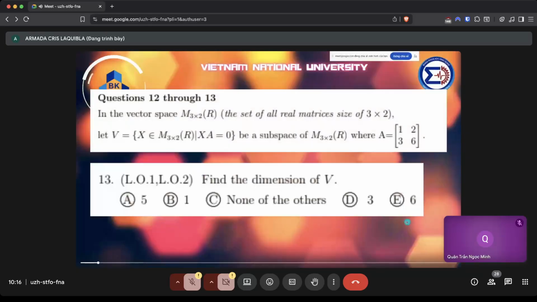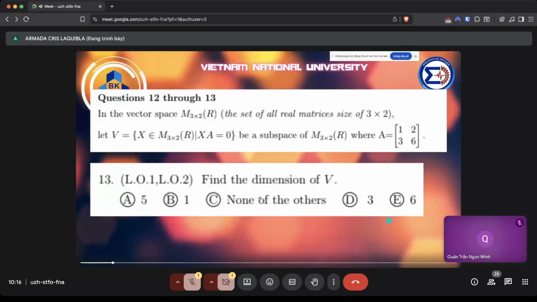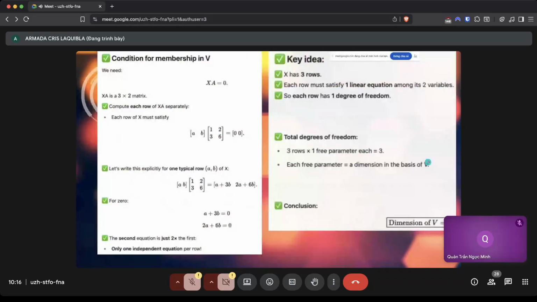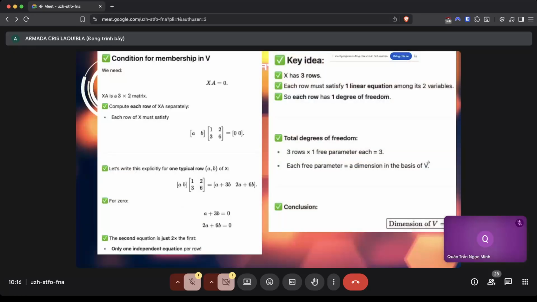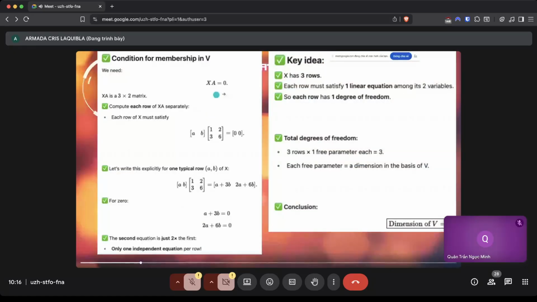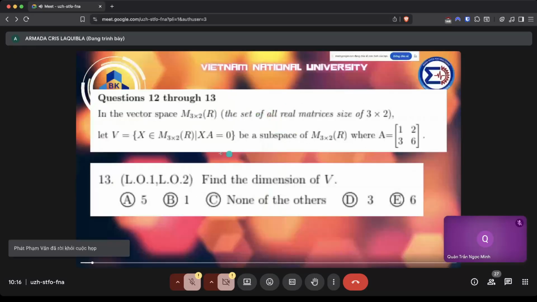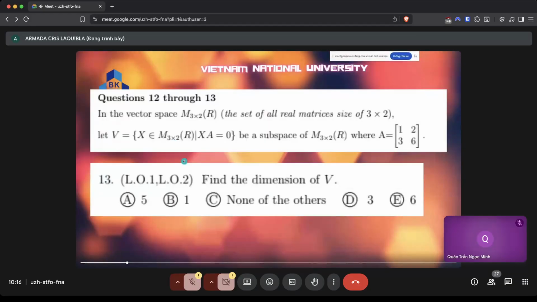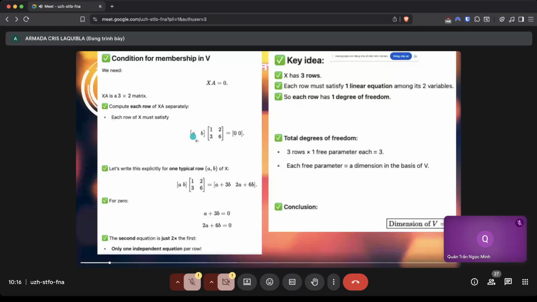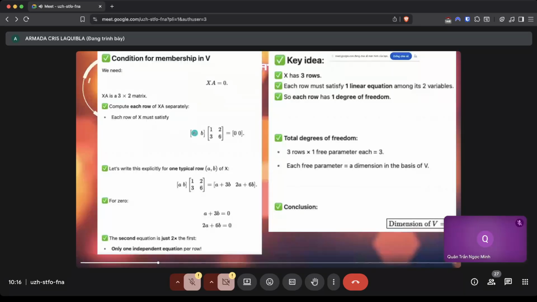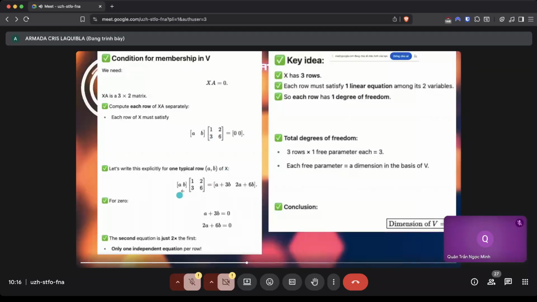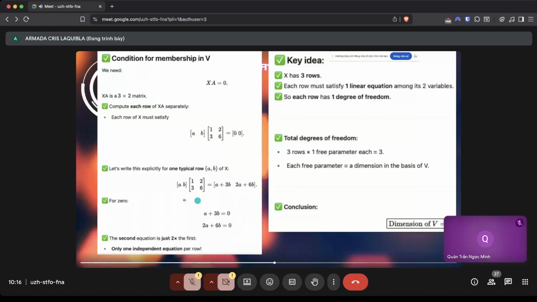Next, we have this one. Find the dimension of V. For the dimension, I use this one. X times A is equal to 0, right? And we have to get the dimension of the V there. First, we let a, b be the first row in your X times A. Multiplying that, it's 0, 0. And then multiplying that with a, b is equal to this.